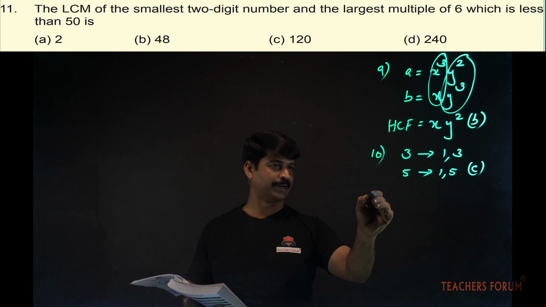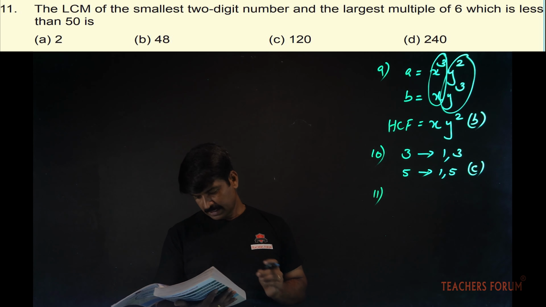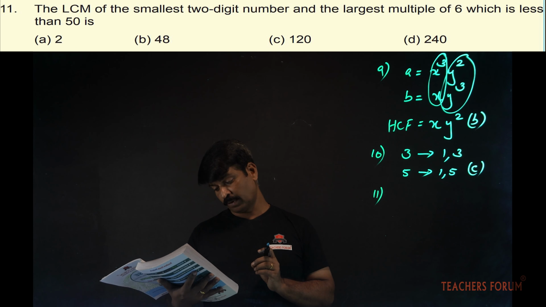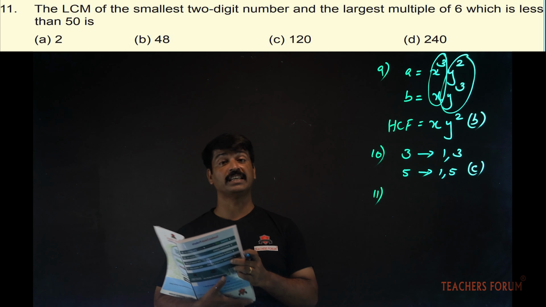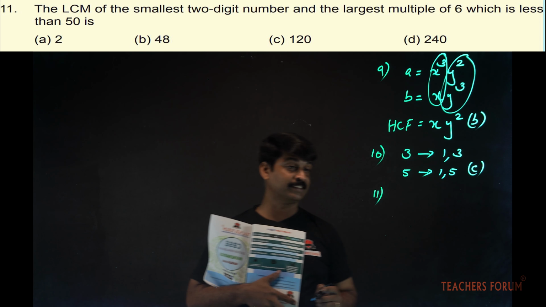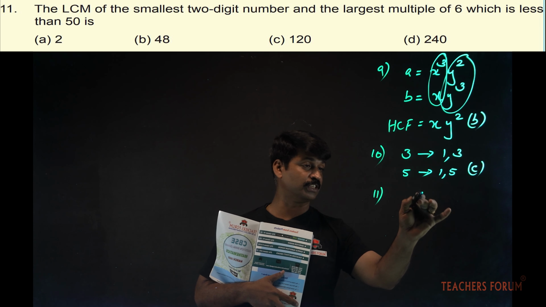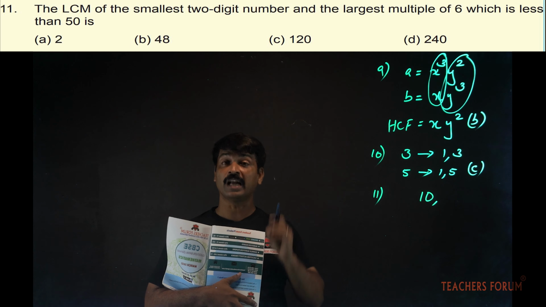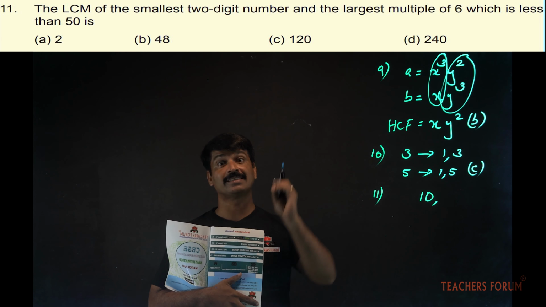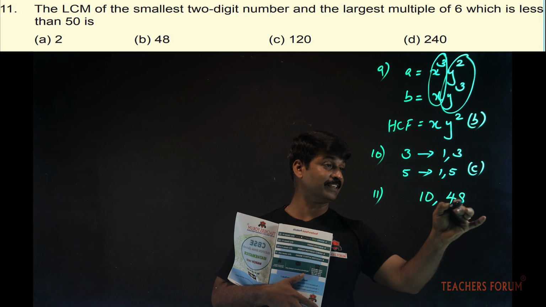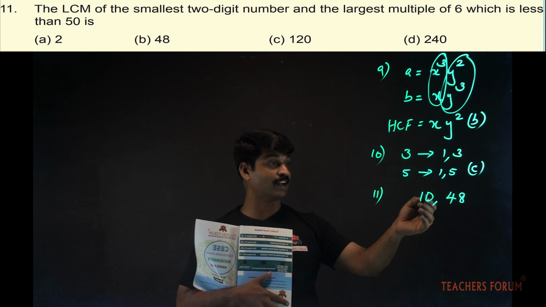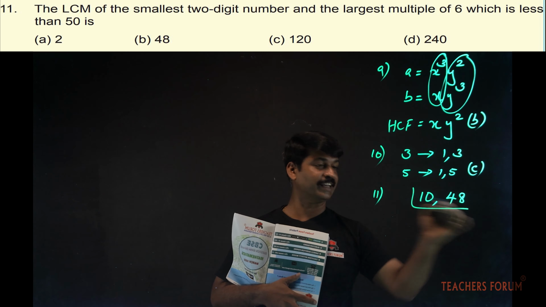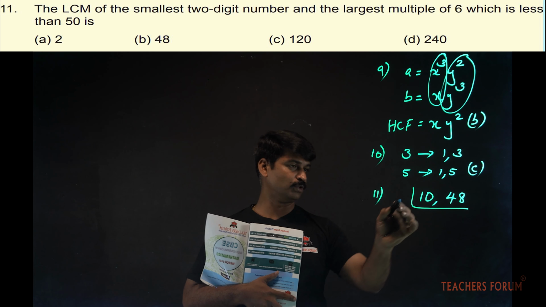Now question number 11. The LCM of the smallest two-digit number and the largest multiple of 6 which is less than 50 is dash. So here you have to find the LCM of the smallest two-digit number. You know what is the smallest two-digit number? That is 10. And the largest multiple of 6 which is less than 50, that is 48. 8 sixes are 48. 48 is the largest multiple of 6 that is less than 50. So here you have to find the LCM of 10 and 48.